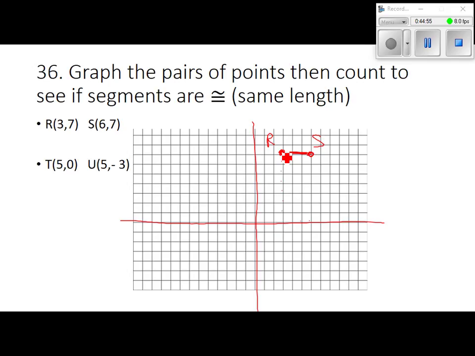Then T is 5, 0. 1, 2, 3, 4, 5, 0. That's right there. U is 5, negative 3. That's right there. This was T, that was U. We count here, that's 1, 2, 3, it's 3 spaces long. That's 1, 2, 3, that's 3 spaces long. I gave you a point if you graphed it like it said, and then your answer on the blank should have been yes. Give you a second point for that. They're the same length, so that tells us that they must be congruent.